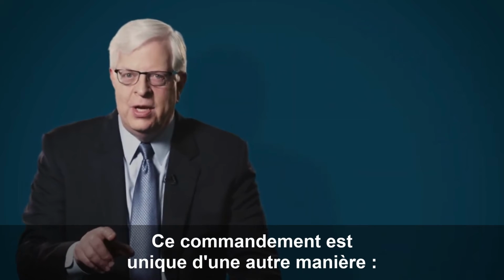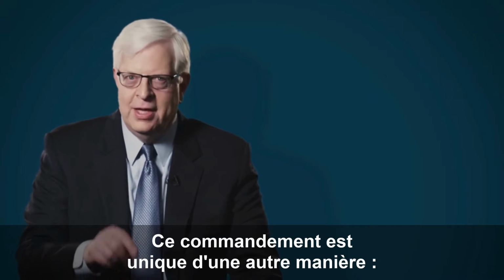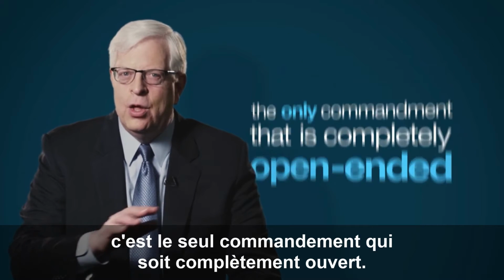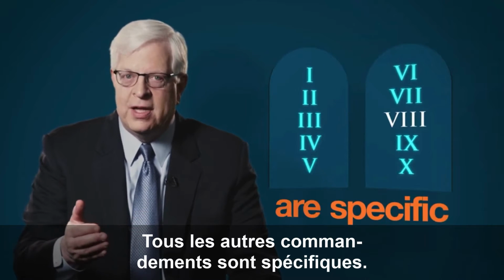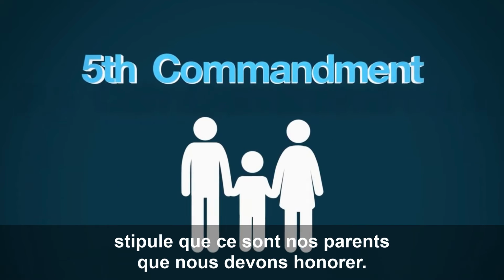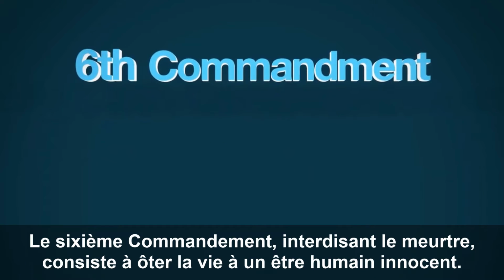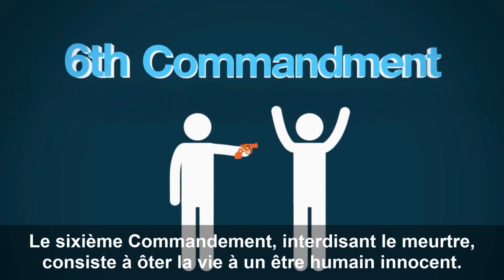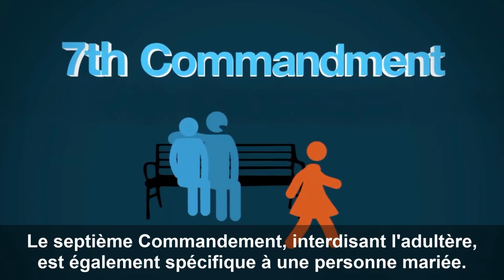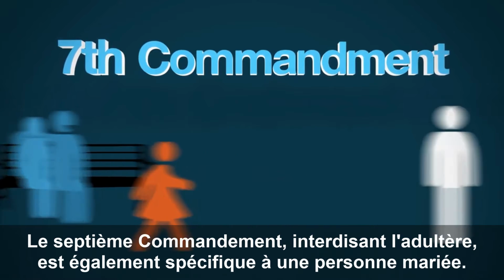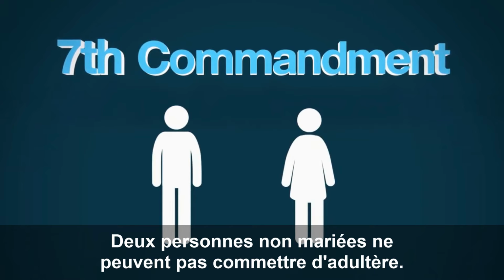This commandment is unique in another way. It is the only commandment that is completely open-ended. All the other commandments are specific. The fifth commandment, for example, states that it is our parents whom we should honor. The sixth commandment, prohibiting murder, is about taking the life of an innocent human being. The seventh commandment, prohibiting adultery, is also specific to a married person. Two unmarried people cannot commit adultery.